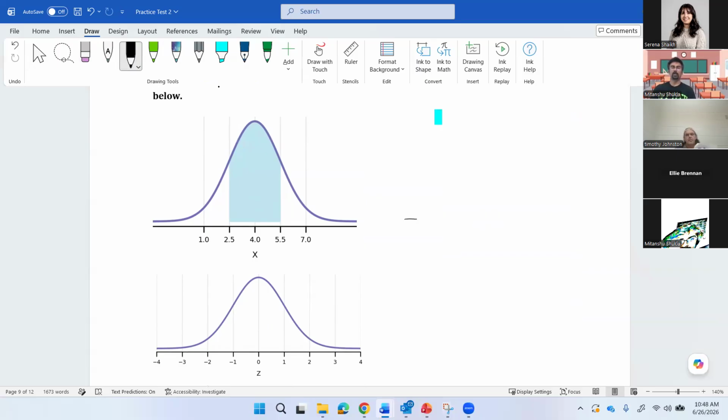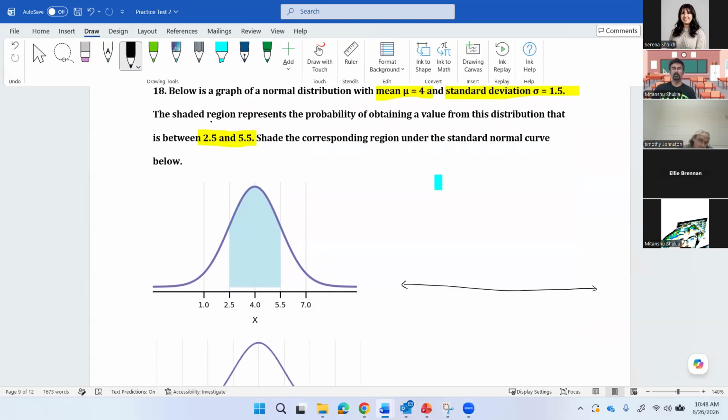I like to jot down a number line, and I like to plot it. They're telling me that the mean is 4, so I'll put a 4 in the middle, and they're telling me that the standard deviation is 1.5. So I'm going to add 3 lines to the right, and each time I go to the right, I'm going to add 1.5. So 4 plus 1.5 is 5.5. Then it should be 7. Then it should be 8.5.